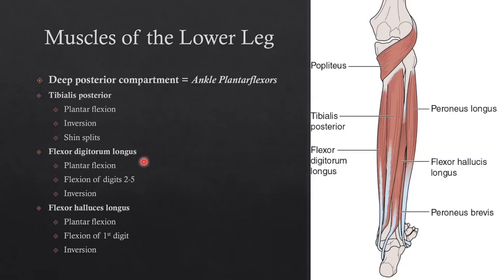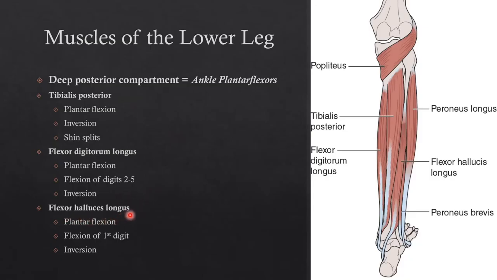Our flexor digitorum longus muscle is analogous to the flexor digitorum longus muscles that we see in the upper extremity, in which it will act to flex digits 2 through 5 of our foot, along with the tibialis posterior and anterior. It does contribute to that inversion action.